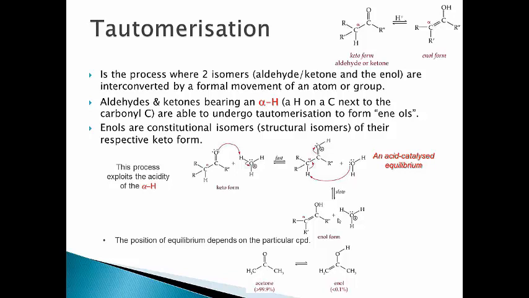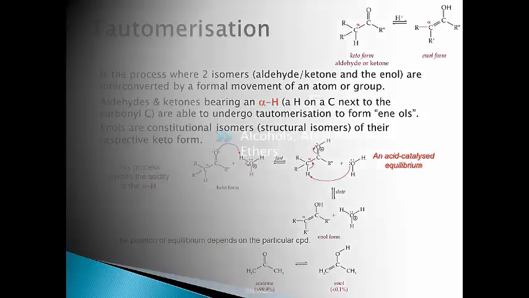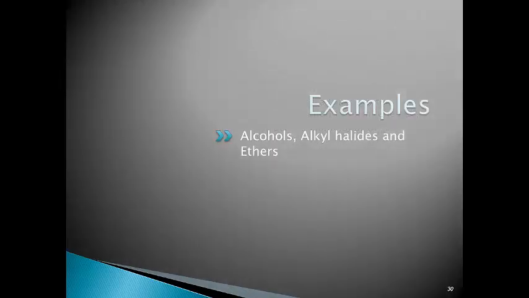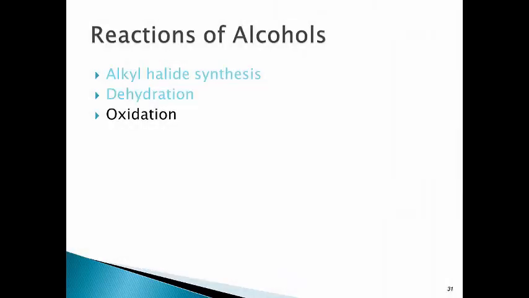The position of this equilibrium depends on the compound that you have. For acetone, it's 99.9% in the keto form and 0.1% in the enol form. And every compound will have a different characteristic on how they sit between keto and enol. So let's have a look at some examples.